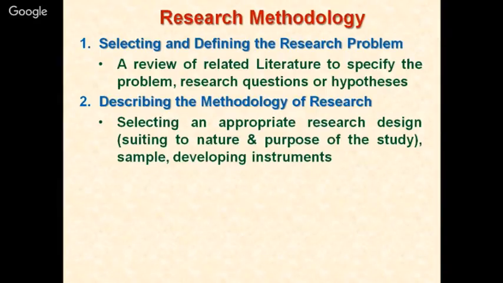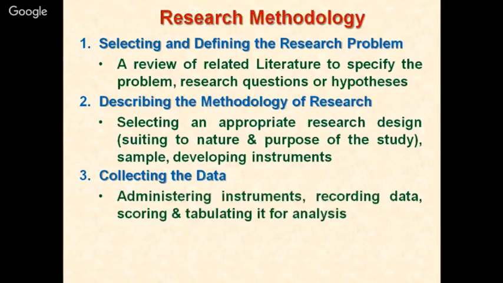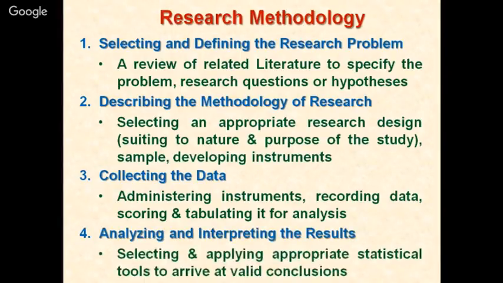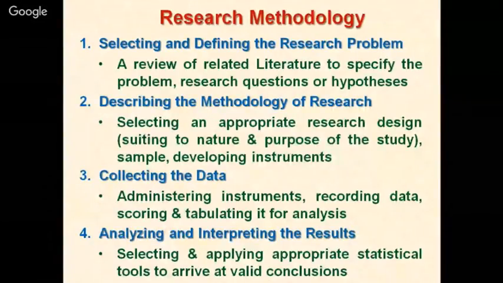After the tools are identified and the sample is selected, now you go for the collection of the data. You administer the instruments, record the data, score the data, and tabulate it for the analysis. After you have analyzed the data on the basis of certain statistical tools, you arrive at a valid conclusion. So research is a systematic process. It's a scientific process. That is, you do not reach a conclusion in one go. You have to employ a systematic process.